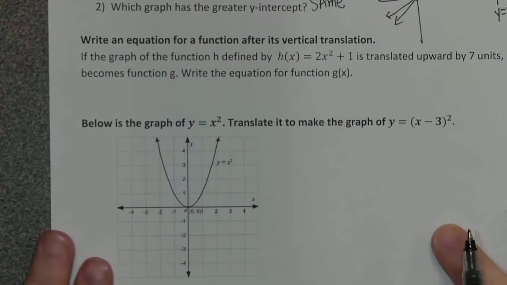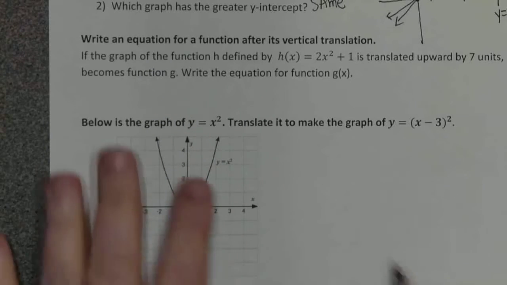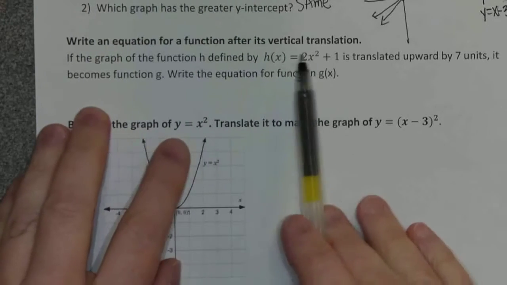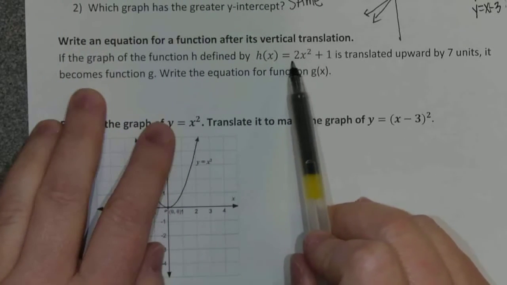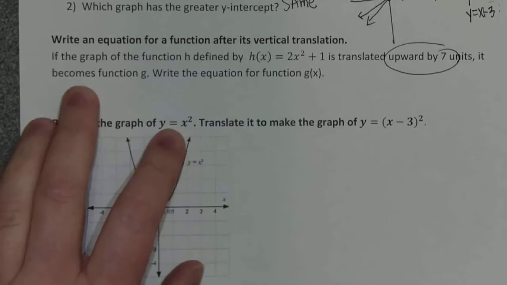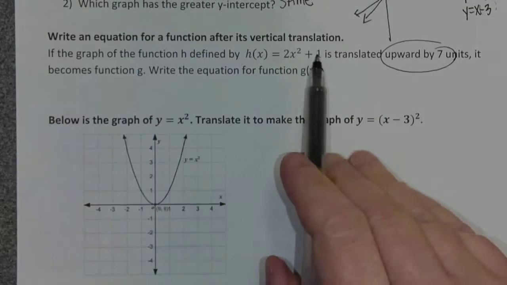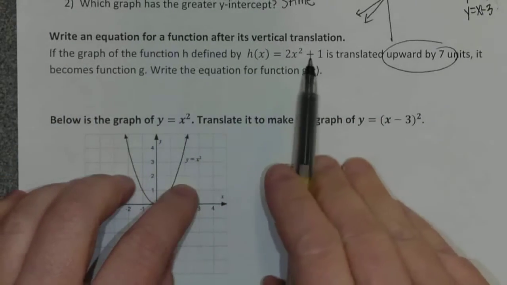All right, this next one says write an equation for the function after its vertical translation. So vertical means up and down, right? So we're moving this up and down. What would it say if we were moving left or right? Do you know? What goes left and right? Horizontal, you're right, okay? So it says, here's my original graph, h of x equals 2x squared plus 1. And I want to move this up 7 units. So I need to take this equation and I need to make it show that I'm moving up 7 units from here.